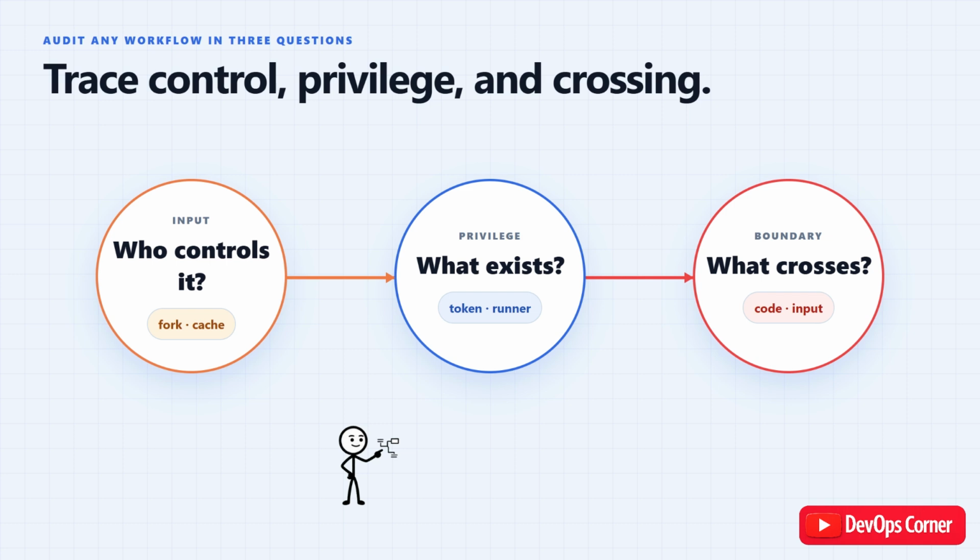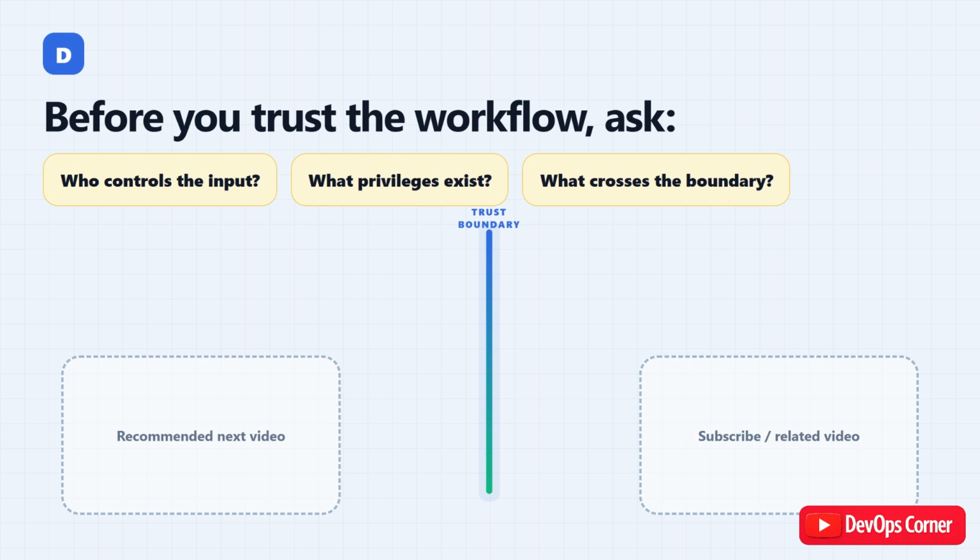When you go back to work and look at your pipelines, ask yourself, who controls the code or input? What privileges exist in this job? What crosses the boundary between them?